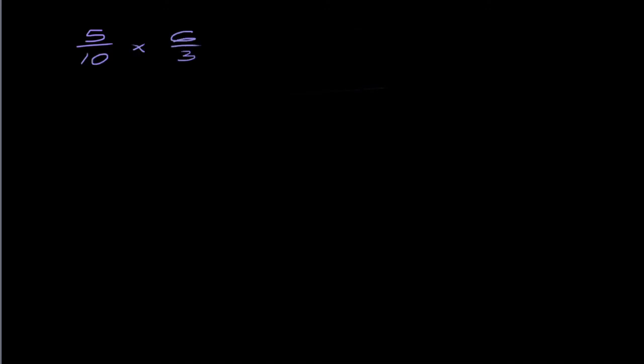All you do is you multiply the numerators and the denominators out. So 5 times 6 is 35, and 10 times 3 is 30. And you can simplify this yourself. This is pretty straightforward. It's 7 over 6 if you just divide it by 5, right? Yeah, so it's pretty cool.